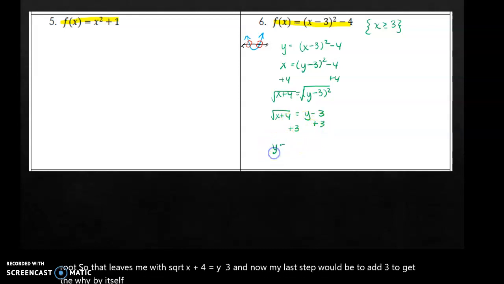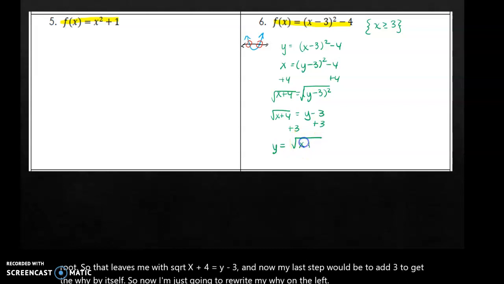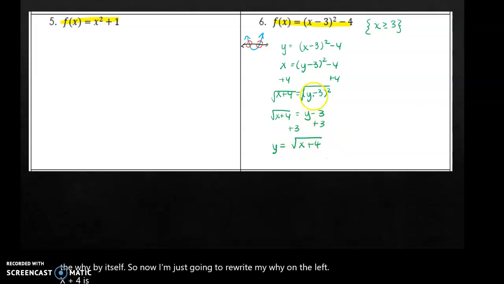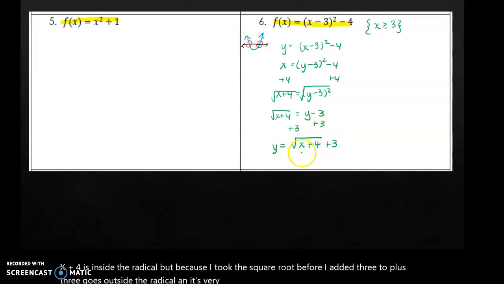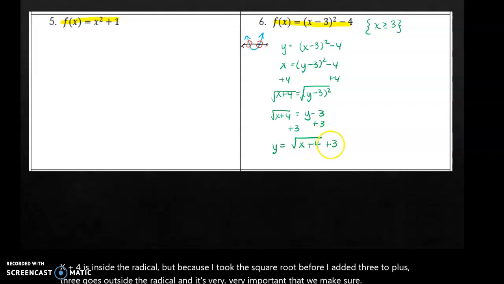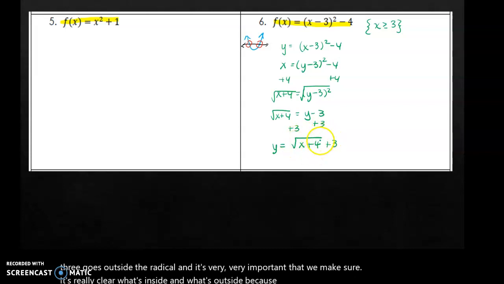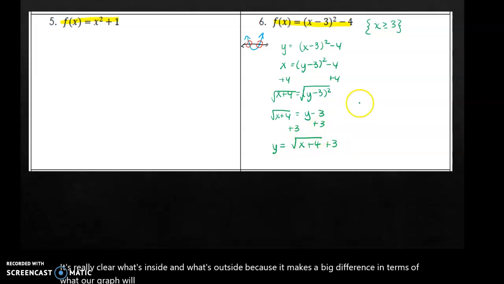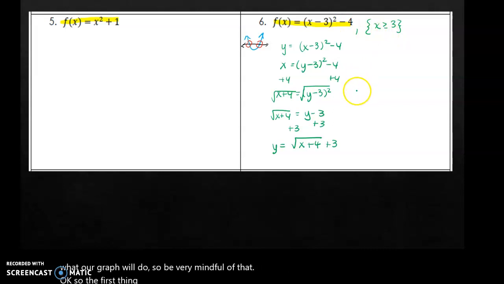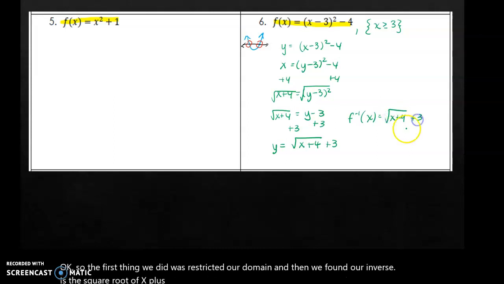So now I'm just going to rewrite my y on the left. X plus 4 is inside the radical, but because I took the square root before I added 3, the plus 3 goes outside the radical. And it's very, very important that we make sure it's really clear what's inside and what's outside because it makes a big difference in terms of what our graph will do. So be very mindful of that. Okay. So the first thing we did was restrict our domain, and then we found our inverse is the square root of x plus 4 inside the radical and then plus 3 outside.